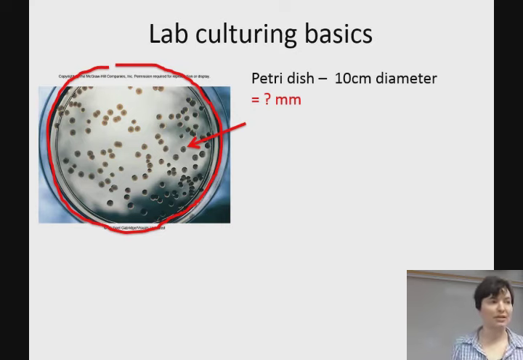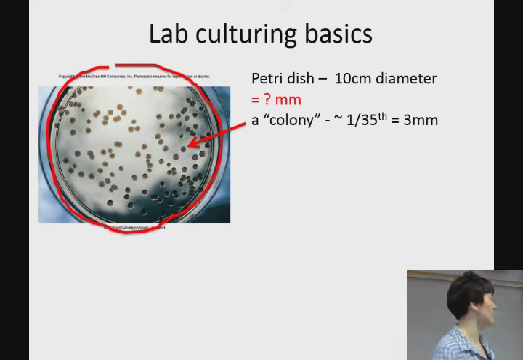1 millimeter-ish. Yeah, so between 1 and 3 millimeters is the size of a typical colony. So in this particular picture, this is about a 3 millimeter colony. You can see smaller ones and somewhat bigger ones. As we go through the labs, you'll see a lot of colonies and you'll sort of start to get a sense of the difference in size between different species.